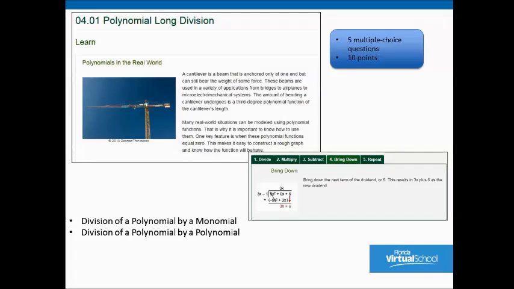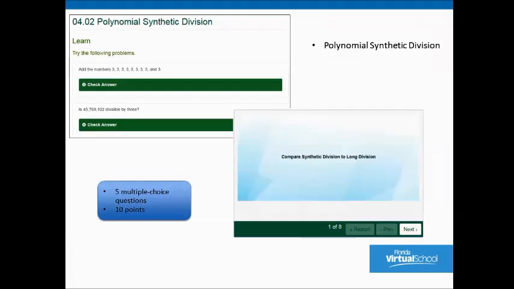They learn dividing by a monomial and dividing by a polynomial. The assessment is 5 multiple choice questions worth 10 points. 4.02 is polynomial synthetic division, so a little bit easier way for them to do some division with polynomials. The assessment for this lesson is 5 multiple choice questions worth 10 points.